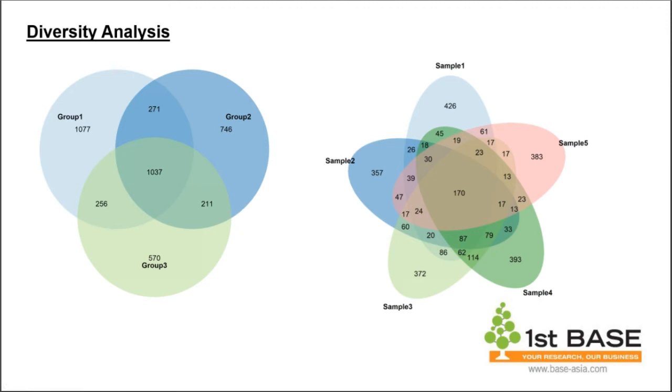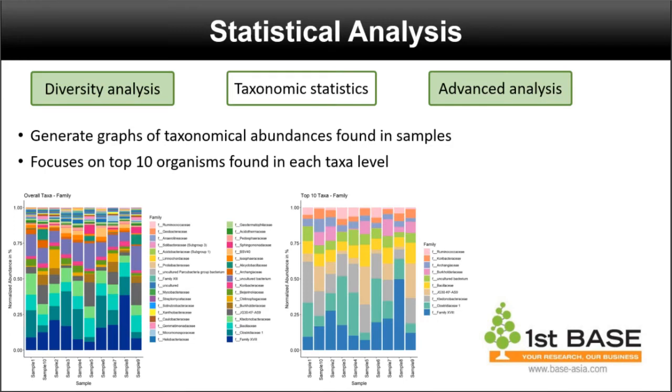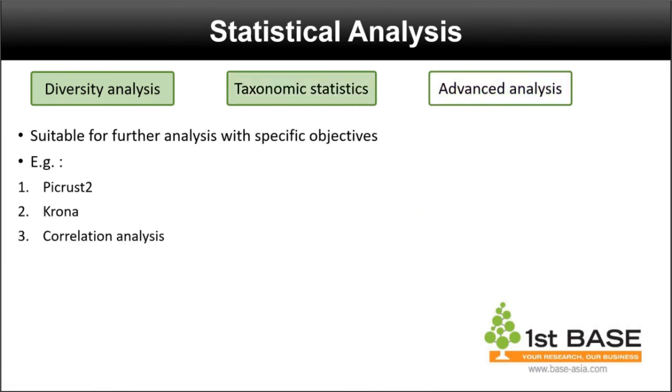So next is the taxonomic statistics, meaning that from the table that we obtained before, we can also generate graphs so that we can see the composition of each sample. And usually we will also want to focus on the top 10 organisms that can be found in each taxa level. So you can have something similar to this bar plot here.